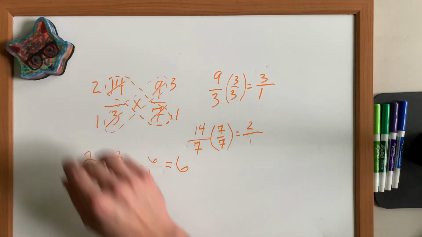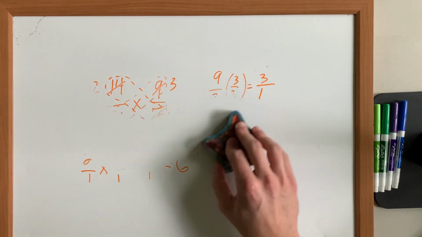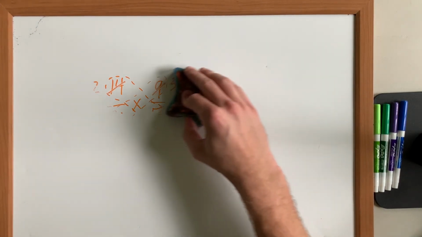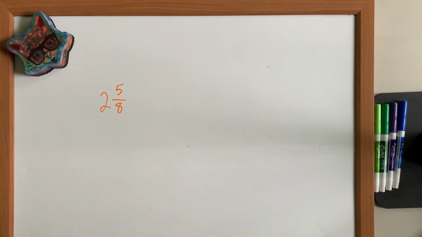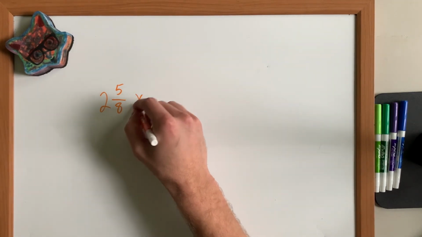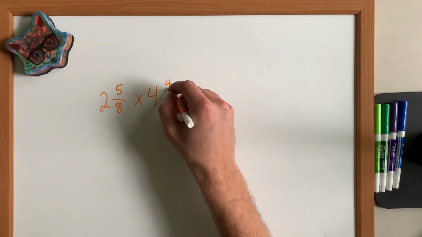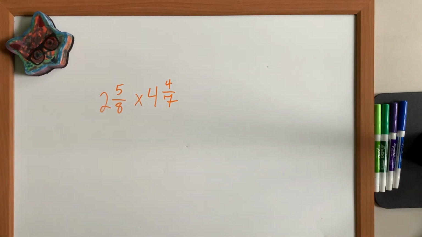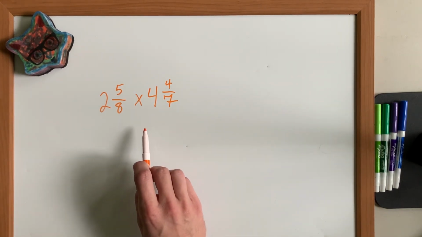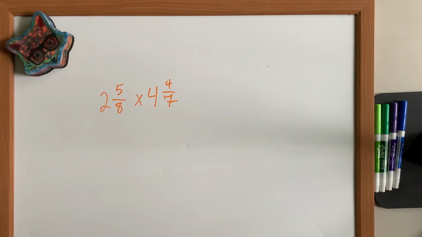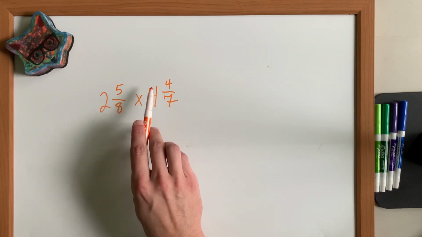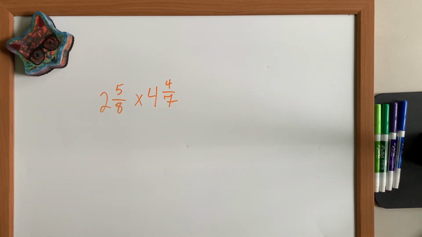Let's try one more example where we have mixed numbers. 2 5/8 times 4 4/7. Now, to do this problem, what we're going to do first is we're going to convert these mixed numbers into improper fractions. And if you want a refresher on how to do that, go ahead and click this link. There's a video that will show you how.